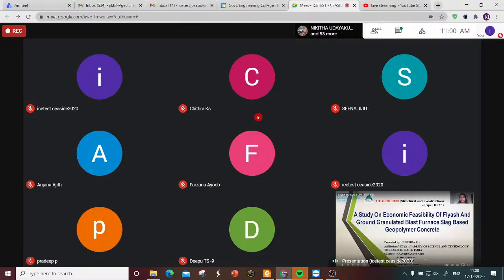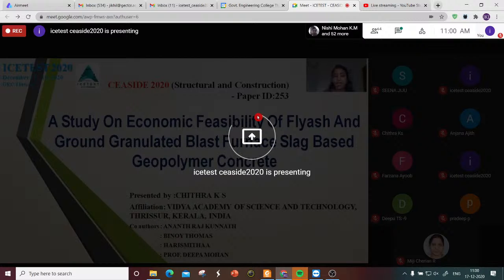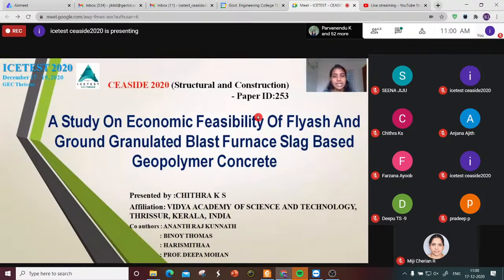I'm Chitra KS from Vidya Academy of Science and Technology, Thrissur, aiming to present the idea on the economic feasibility of fly ash and ground granulated blast furnace slag-based geopolymer concrete. Co-authors of the paper are Anand Rajkunath, Binoy Thomas, Harismita A, and Professor Deepa Mohan. This is a part of our BTech final year project.